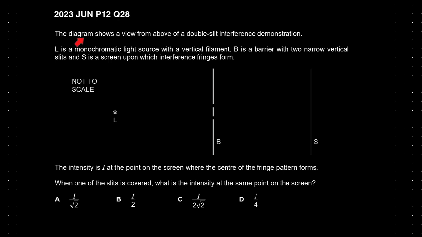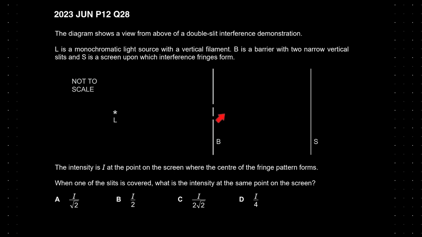Question 28. A diagram shows a view from above of a double slit interference demonstration. L is a monochromatic light source with a vertical filament. B is a barrier with two narrow vertical slits, and S is a screen upon which the interference fringes form. Interference is I at the point on the screen where the center of the bright fringe forms. When one of the slits is covered, what is the intensity at the same point on the screen?